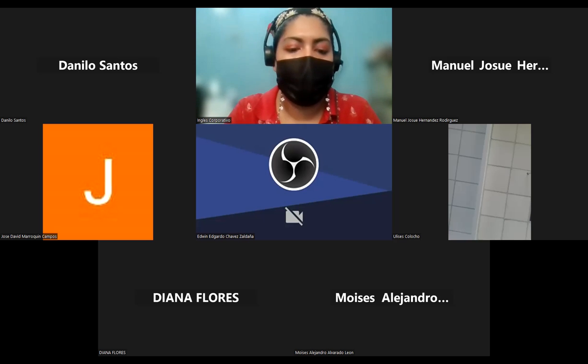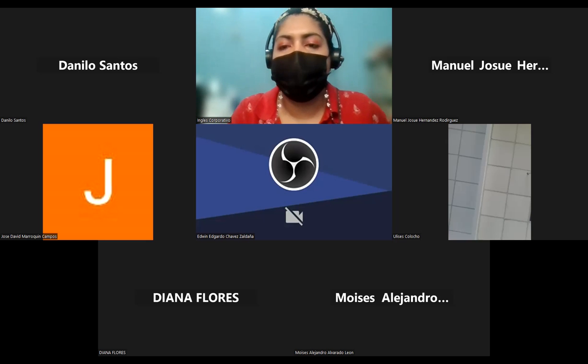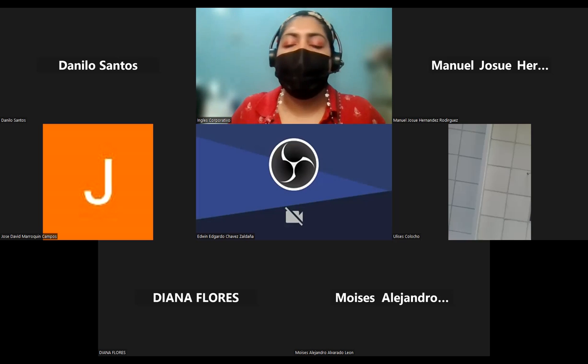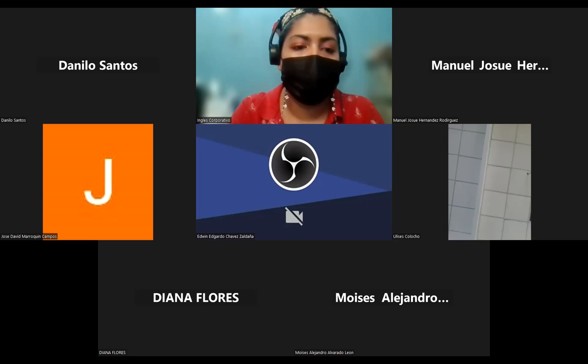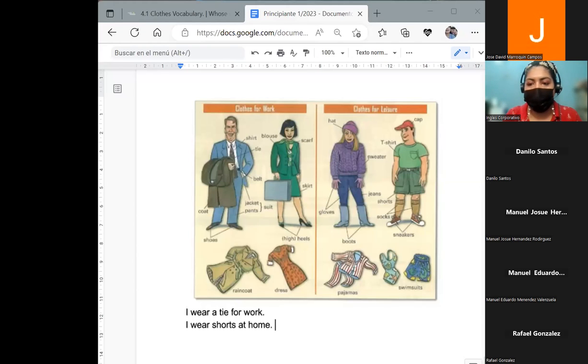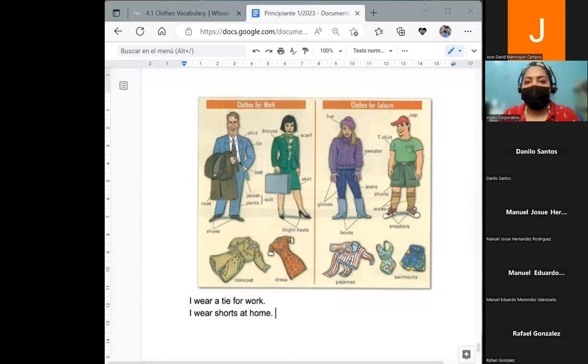relacionados con la ropa. So we are going to see the image again, and we are going to see what are the clothes that they are mentioning in the image. And also we are going to make an exercise when we have the new vocabulary. So in this case, we have the image like this, but I'm sharing the screen right now. This is the image of the vocabulary that we have.